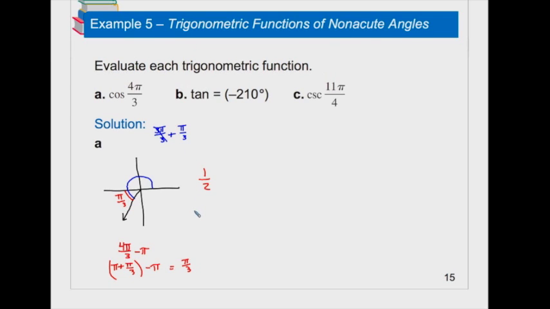Am I done? No, because I also need to think to myself, pi over 3 is only the reference angle. It's not the actual angle. What is the sign of cosine in this quadrant? Well, cosine relates to the x values. X values are positive on the right, negative on the left. So this should evaluate to a negative 1/2. And that should be my answer for part A.